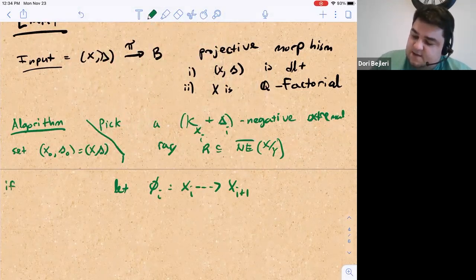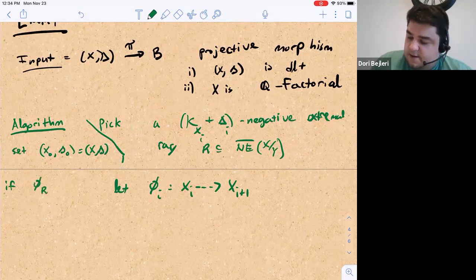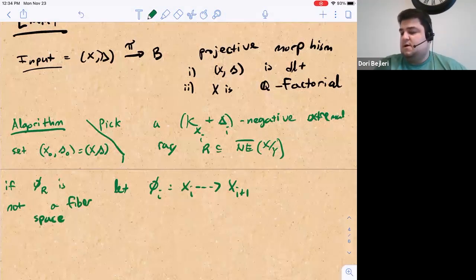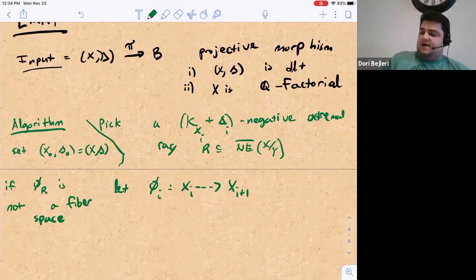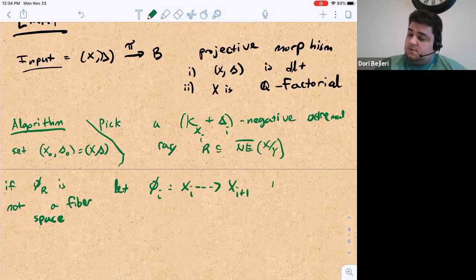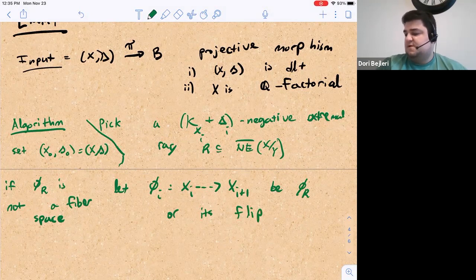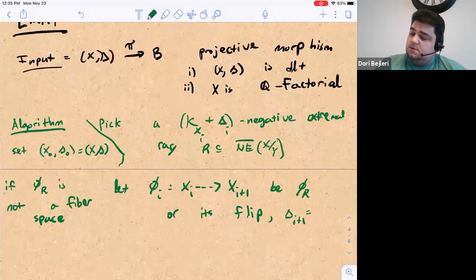Well, okay, let me say it this way. If φ_R is not a fiber space, so it doesn't contract to something smaller dimensional, then we let φ_i be the morphism, either φ_R itself or the flip of φ_R. And we'll say more precisely the definition of a flip in this log setting. And we let Δ_{i+1} be the push forward of Δ_i.